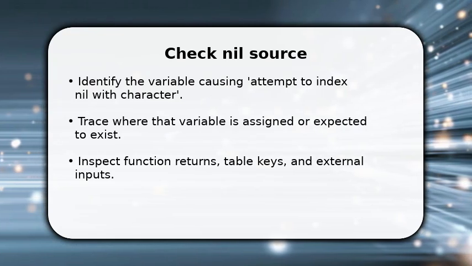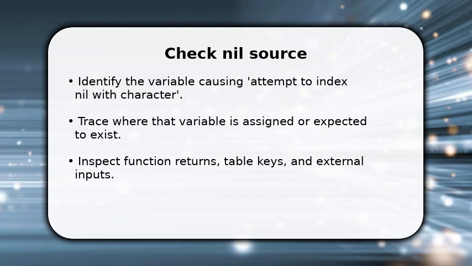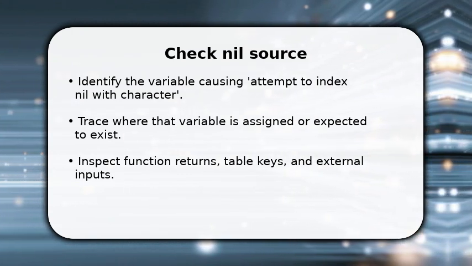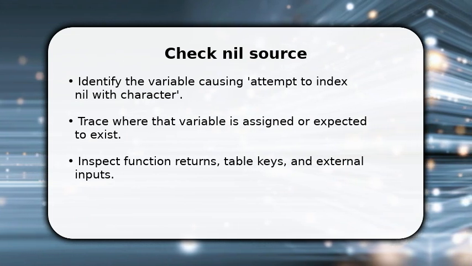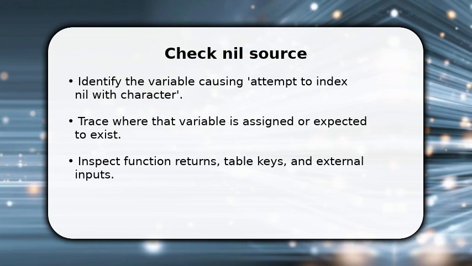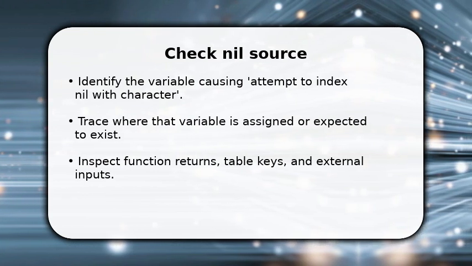You start by locating the nil value. Find the exact variable and line causing the error, then confirm whether it should be a table, string, or function. Once you know the symbol, inspect the code path that assigns it, look at function returns, optional parameters, and API responses. Make sure to add immediate defensive checks so the program won't index nil.